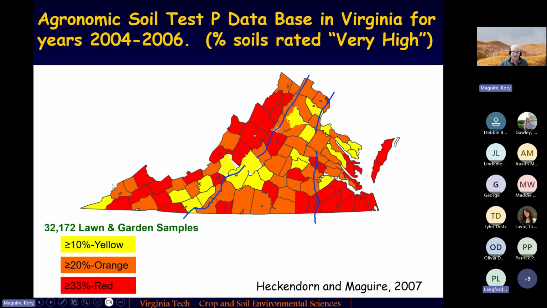If you want to click over to that next slide. Yeah, the entire state for lawn and garden samples are above 10% for their soil test phosphorus. And that's most likely because home gardeners are more likely to adopt that more-is-better approach when it comes to fertilizers, and then less likely to test for soil phosphorus, which leads to a surplus in phosphorus. Next slide, please.